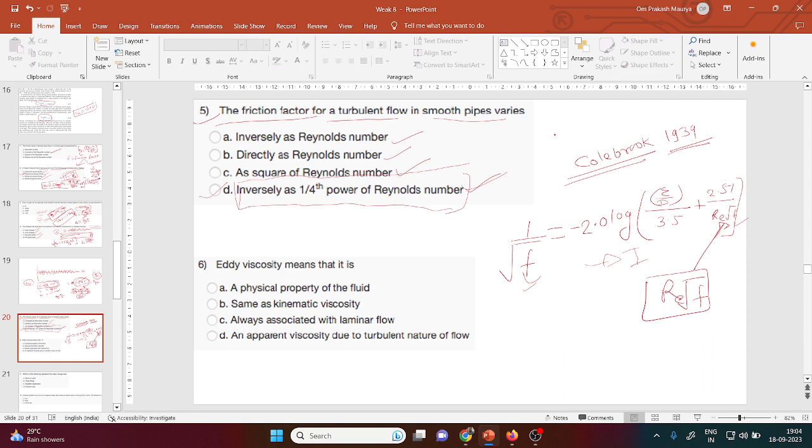If you free the root f, what will happen? The equation is minus 2.0 log e by d by 3.5 plus 2.5 by Re root f, and the square is here because 1 by root f square is there. And if you calculate f, what will happen?